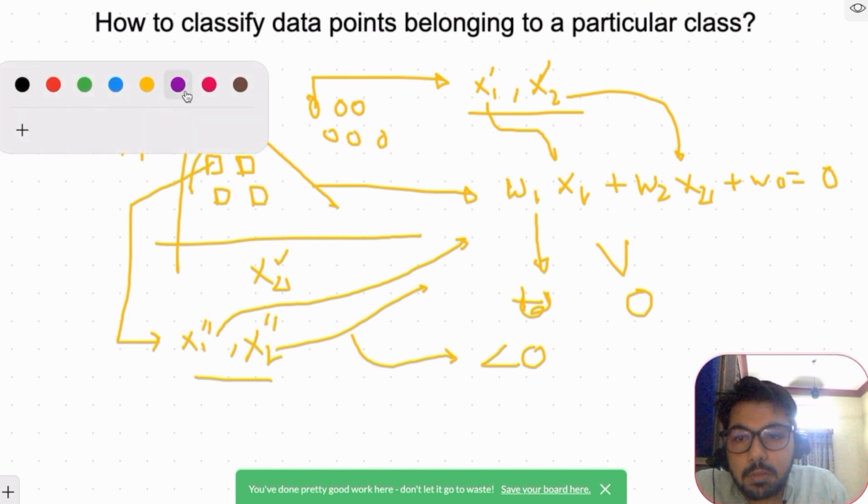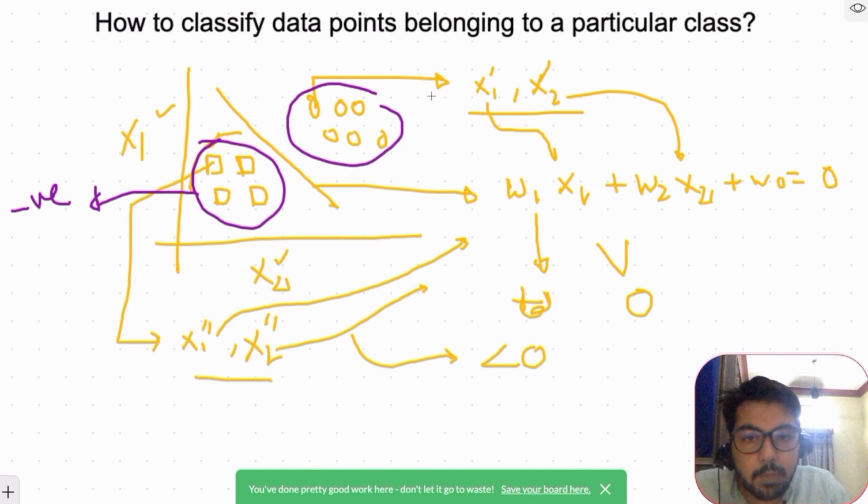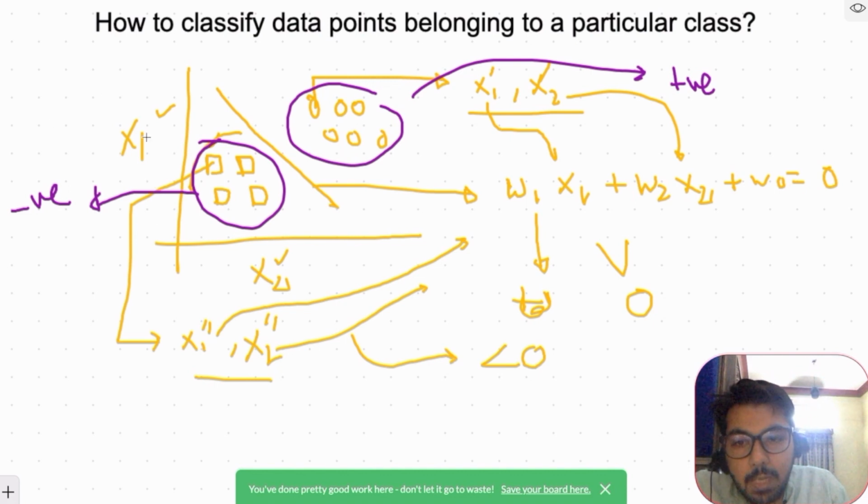So mathematically, if I keep on putting these data points in the hyperplane equation, then for these data points I am getting a negative value, and for all these data points which are ahead of the hyperplane, I am getting a positive value. So for the data points which are behind the hyperplane, I am getting the negative value. For the data points which are ahead of the hyperplane, I am getting the positive value.